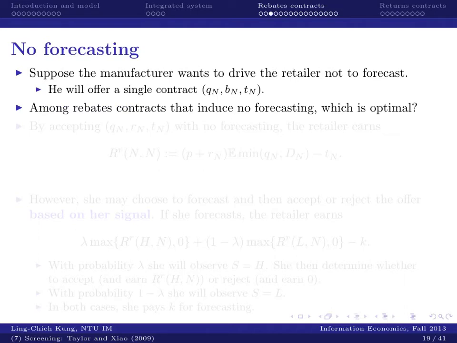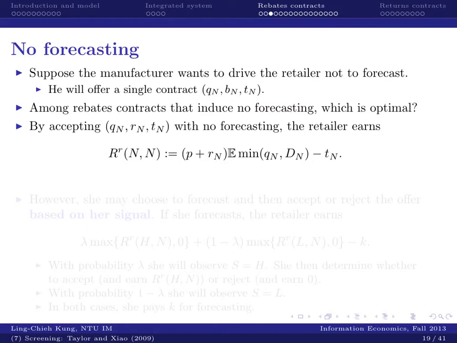So suppose the manufacturer wants to drive the retailer not to forecast. The manufacturer needs to offer a single contract. Let's call it Q_N, R_N, and T_N. Okay, sorry, this should be R_N, it should be the rebate. So the question is, among all those rebate contracts that induce no forecasting, which is optimal? That's our question. Now let's see how we may solve this question.